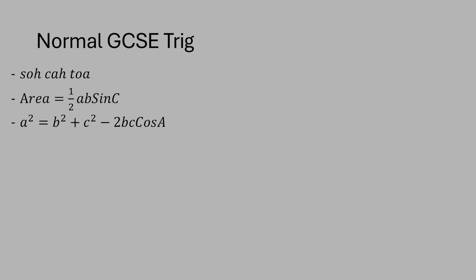So firstly, we're just going to look at some normal higher GCSE trig that you have to understand to be able to get used to the further maths stuff. So we have SOHCAHTOA. If you don't know how to do this, then you shouldn't really be here. Next we have half ab sin C. This is another classic rule that you get on your formula sheet. Cosine rule, also get it on the formula sheet.